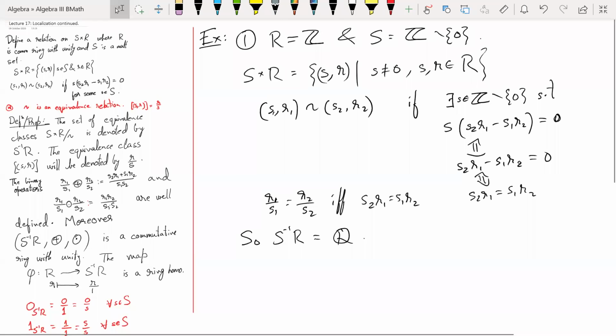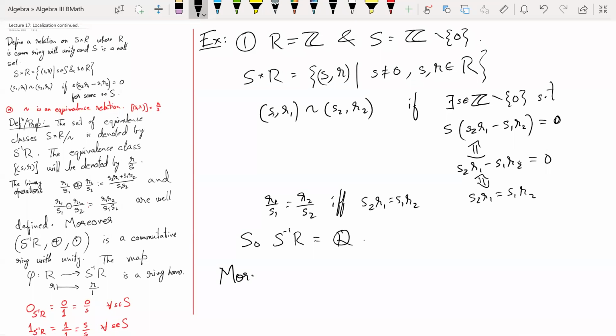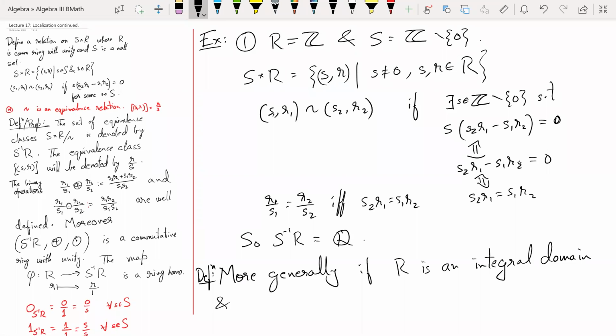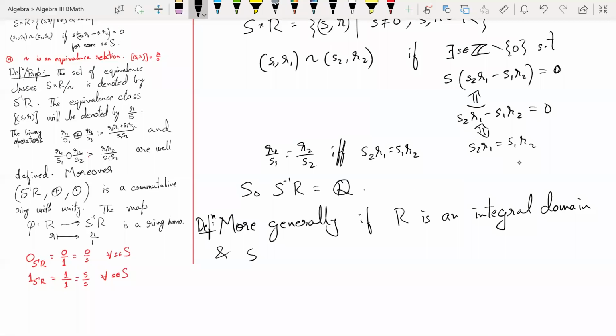And so more generally, let's call this a definition. If R is an integral domain and S equals R minus 0, then the ring S inverse R, which we observed is a commutative ring with unity, is a field.